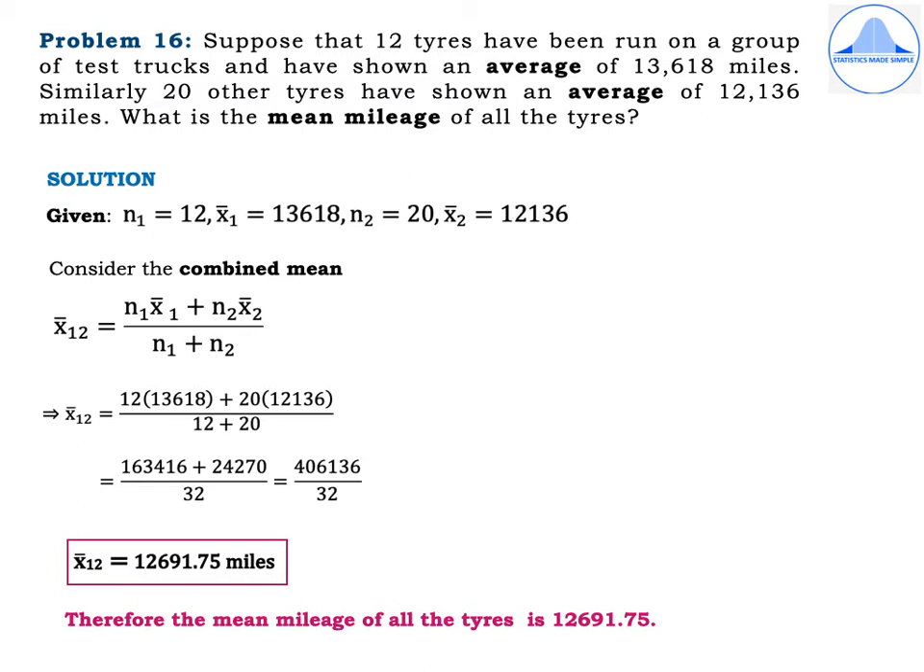which is equal to 1,63,416 plus 24,270 divided by 32, which is equal to 4,06,136 divided by 32. Therefore, x bar 12 is equal to 12,691.75 miles, or the mean mileage of all the tires is 12,691.75.